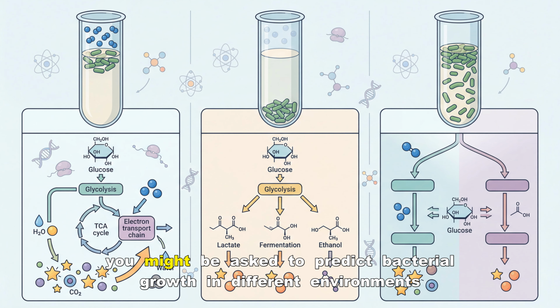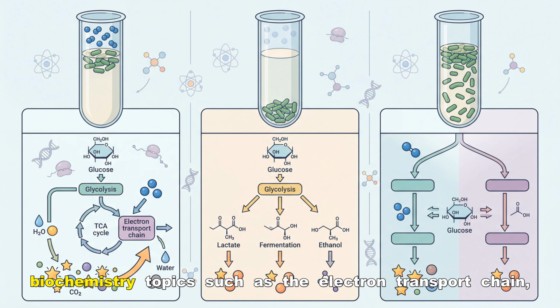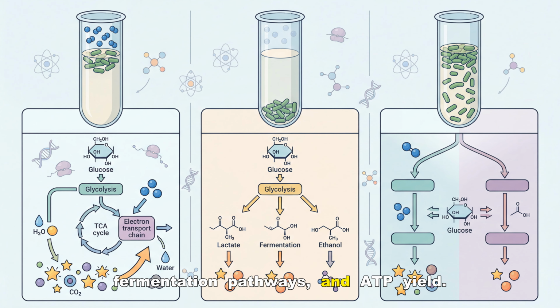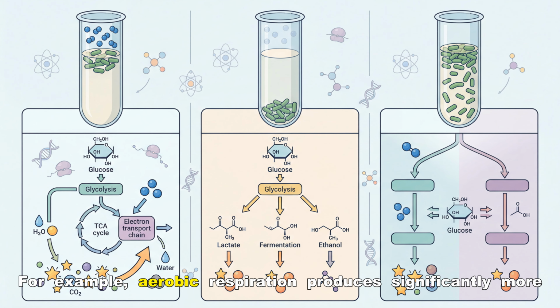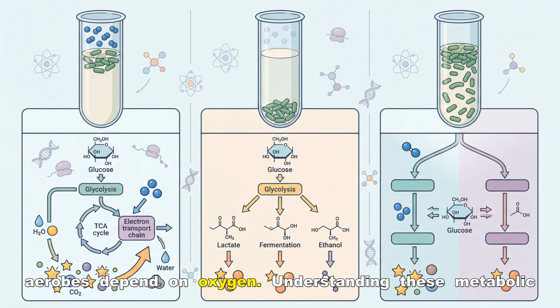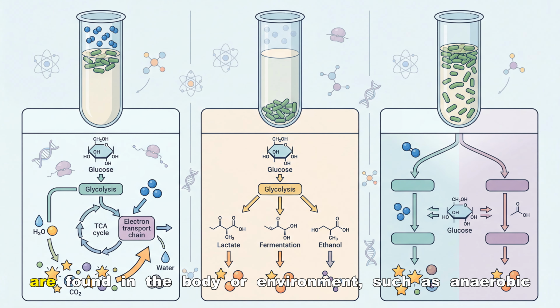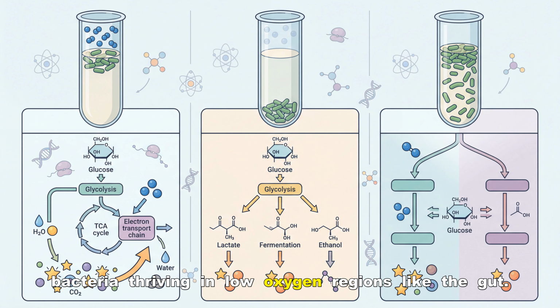On the MCAT, you might be asked to predict bacterial growth in different environments or interpret experimental data based on oxygen availability. This concept connects closely to biochemistry topics such as the electron transport chain, fermentation pathways, and ATP yield. For example, aerobic respiration produces significantly more ATP than fermentation, which explains why obligate aerobes depend on oxygen. Understanding these metabolic distinctions also helps explain where certain bacteria are found in the body or environment, such as anaerobic bacteria thriving in low oxygen regions like the gut.